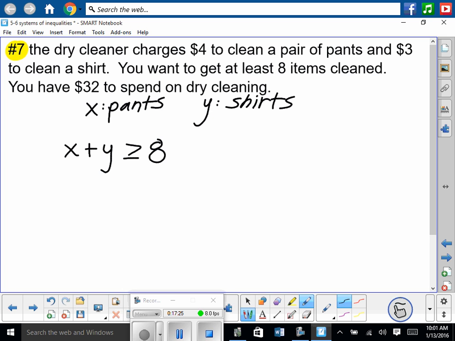So it's going to cost us $4 times X, however many pants, and then plus, it's going to cost us $3 times the number of shirts. And we only have $32 to spend. So it needs to cost us, that amount needs to add up to be less than or equal to $32. Does that make sense of how I set it up? Yes. Okay, so now you can solve by graphing.